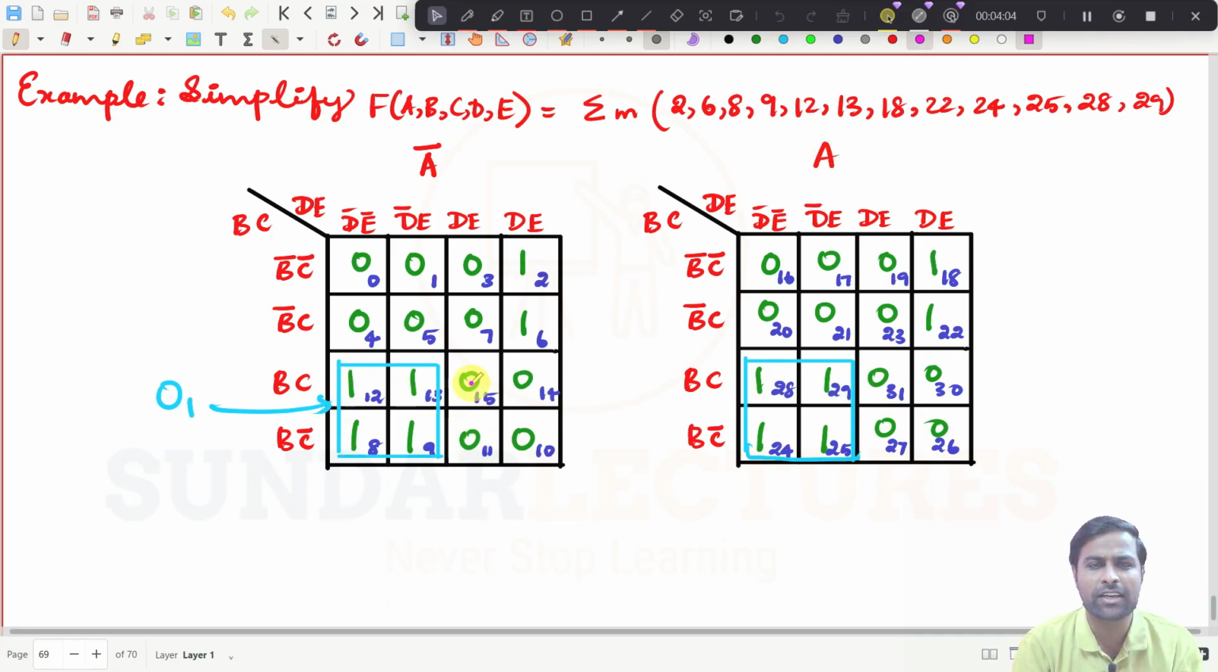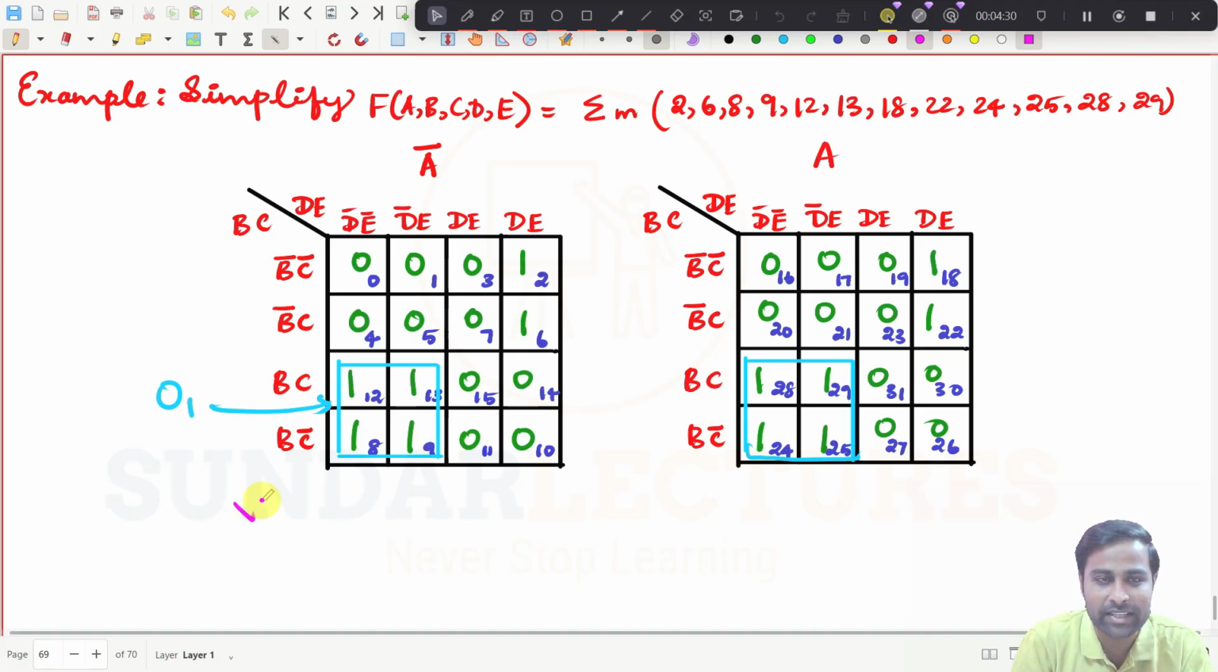If you found any quad here, you compare with this K map. If the same 4 cells have the ones, then you have to make it an octet. If you have 0 here, for example, 28 is not there, if it is 0, then it is not possible. You should not take it as an octet. You have to consider only this quad. That is the whole idea.